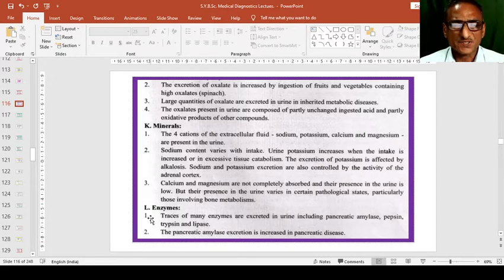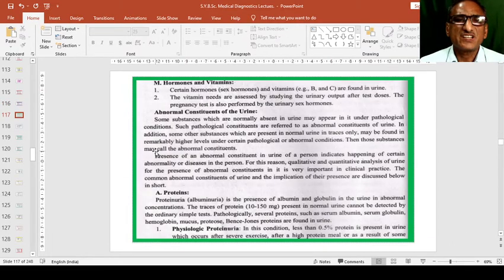Next are the enzymes. In trace amounts, enzymes are excreted in urine like pancreatic amylase, pepsin, trypsin, lipase. The pancreatic amylase excretion is increased in pancreatic disease. Some hormones and vitamins are also observed in urine. Certain hormones like sex hormones and vitamins like B and C vitamins are found in urine. These vitamin needs are assessed by studying the urinary output after test doses, and the pregnancy test is also performed by the urinary sex hormones.